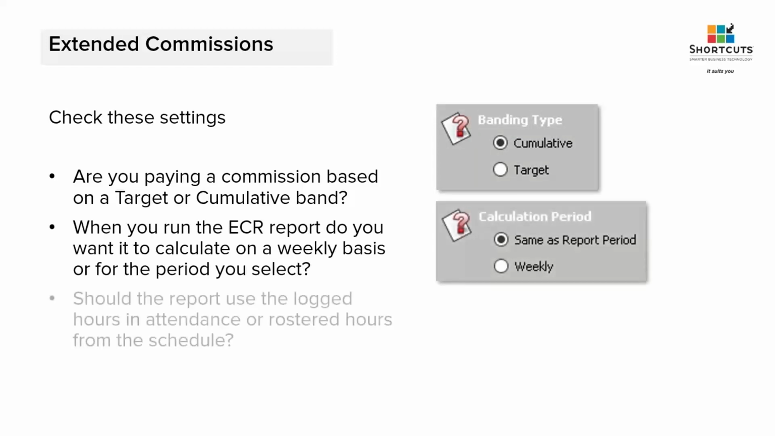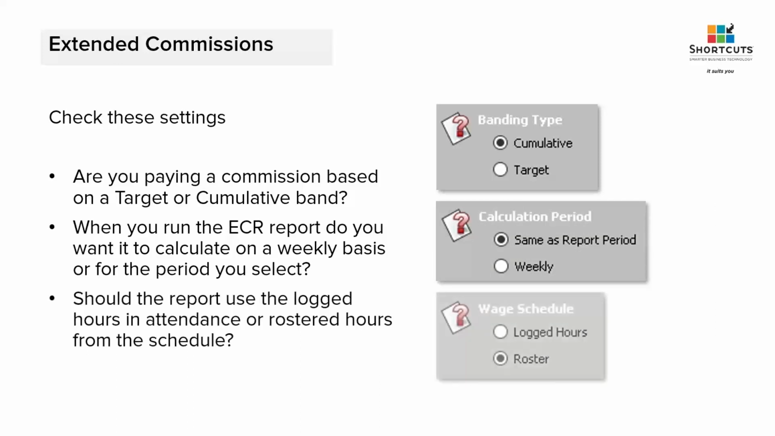The other things to look at is when you run your extended commission report, do you want to calculate it on a weekly basis or whichever period you select? So whether you select a 1 week or a 2 week range and you want Shortcuts to calculate it based on the range you selected instead of just 7 days at a time, you can set that period. Should the report use the logged hours that your staff actually clocks in and clocks out for, or should it base their time on what the rostered hours are in the schedule? So again, these are settings you can set in ECR.